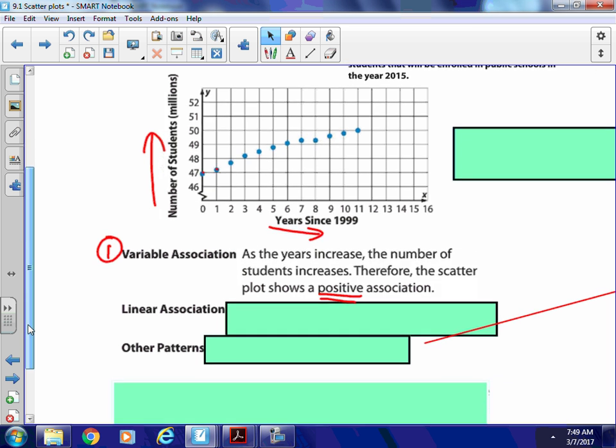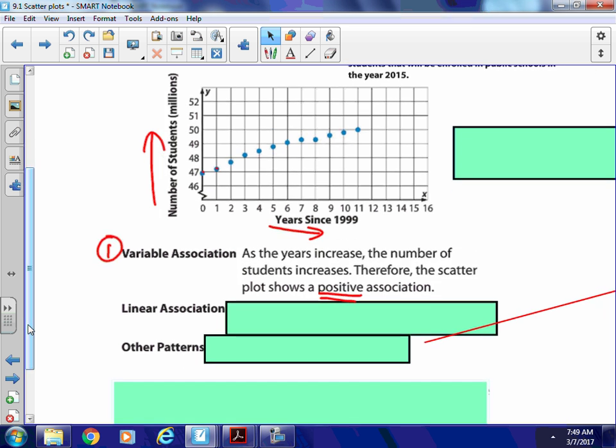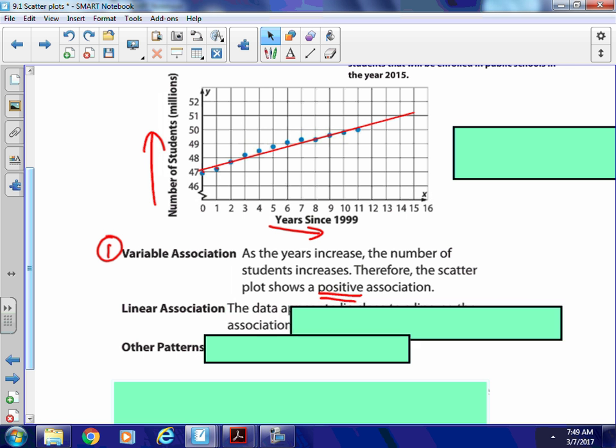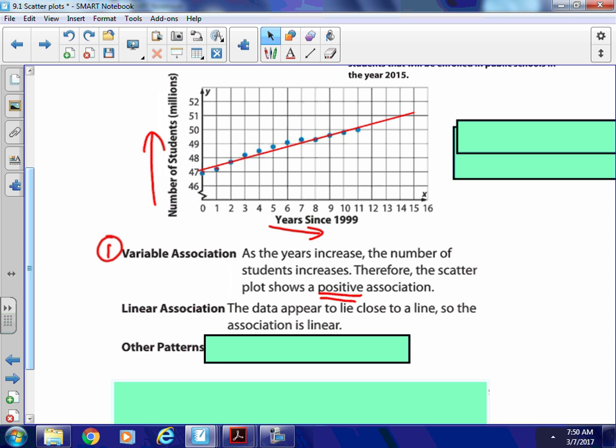Sometimes it's neither. Linear association. Could we put a line on that data? Well, sure we could. There's my best fit line, which is, by the way, another lesson, but that's okay. So yeah, there's a linear relation. It's not curved, it's linear. Any other patterns? Do you see anything else? I don't see outliers. I don't see clusters.